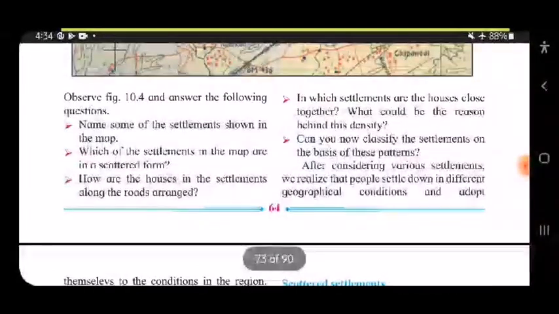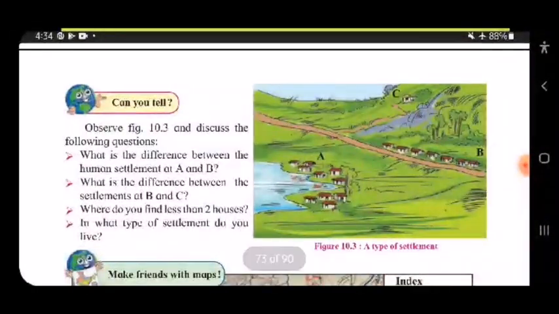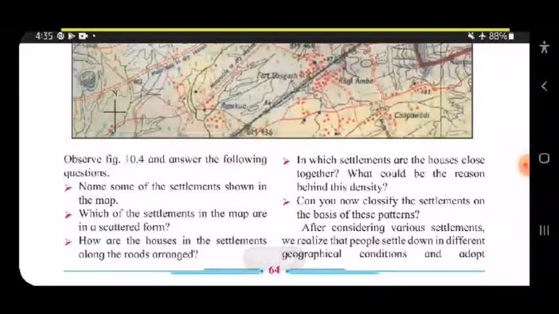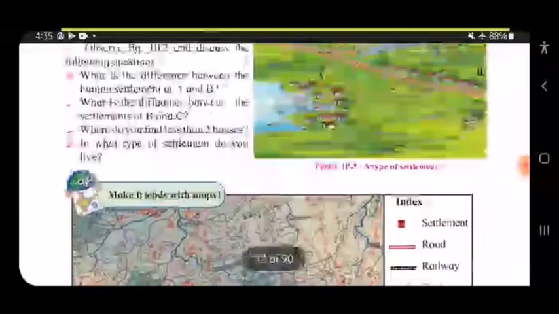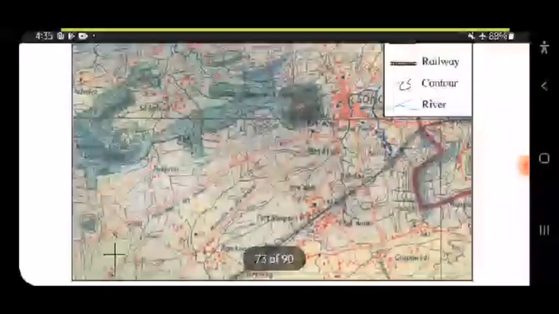Then the next question. How are the houses in the settlements along the roads arranged? When you see the houses in B, they are arranged in a straight line. Next question. In which settlements are the houses close together? What could be the reason behind this density? You can see A and B. Now, what is the reason why the houses are very close? Because the population is increasing and there is no proper place for people to stay. So they are all building houses very close to each other.